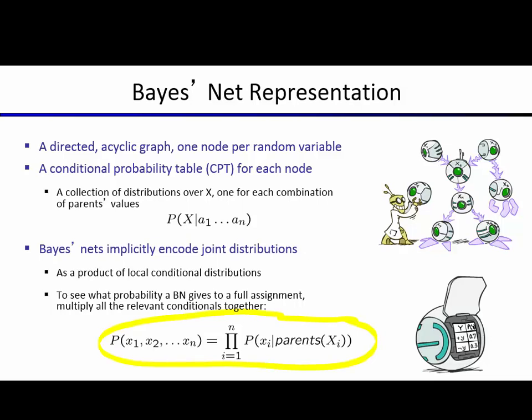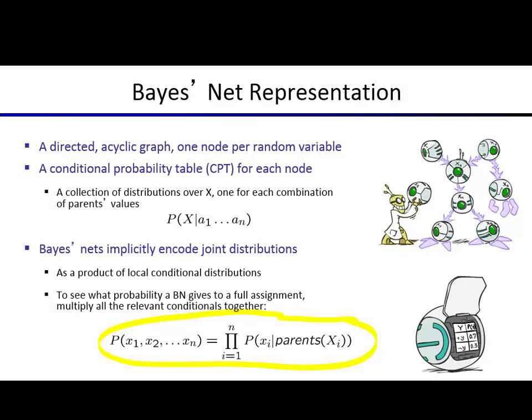This is a special case of the chain rule, right? That's how we got to this. If you start from the chain rule, you just have a product of conditionals of a variable given the preceding variables. In a BayesNet, instead of conditioning on all the preceding variables in the ordering, you condition just on the parents. And so often that's a smaller set, and that way you end up with a smaller way of representing a full joint distribution than using the full joint distribution itself or the original chain rule.